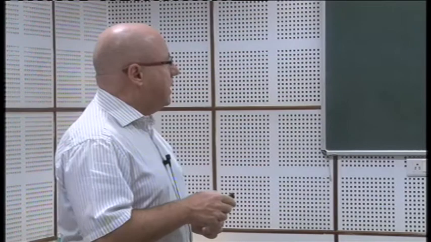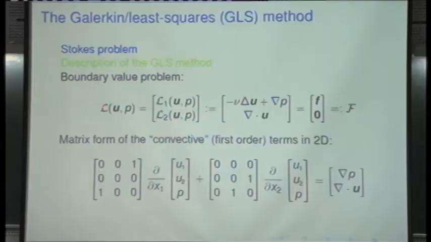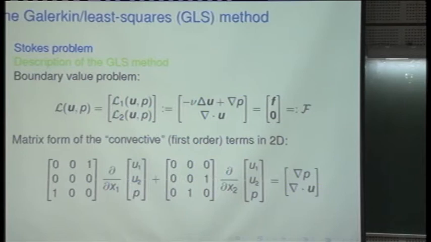We can write the Stokes problem in this way. We have an operator L applied to the velocity U and the pressure P, which has two components, one corresponding to the momentum equation, and the other corresponding to the continuity equation. This is called continuity equation because it comes from the conservation of mass. In our case, we have minus viscosity Laplacian of U plus gradient of P equal to F, and divergence of U equal to 0. And that's a certain right-hand side that I denote here by script F.